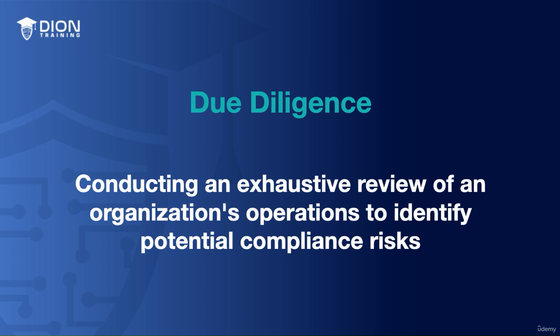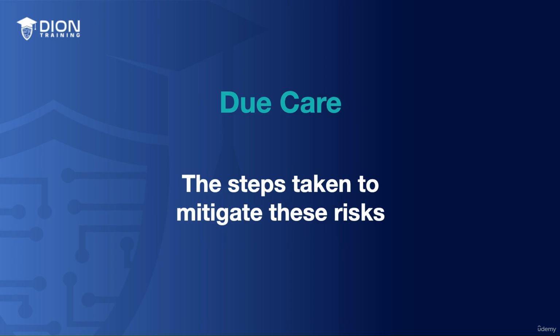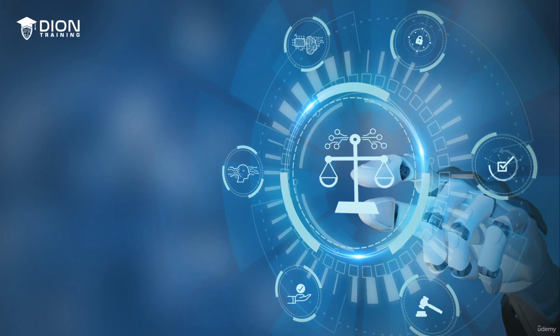Due diligence in compliance monitoring involves conducting an exhaustive review of an organization's operation to identify potential compliance risks. Due care, on the other hand, refers to the steps taken to mitigate these risks. For example, a company planning to expand its operation overseas would conduct due diligence by researching the foreign country's business laws and regulations. They would then exercise due care by implementing measures to ensure compliance with these laws, such as training employees on the new regulations or hiring a local legal advisor.